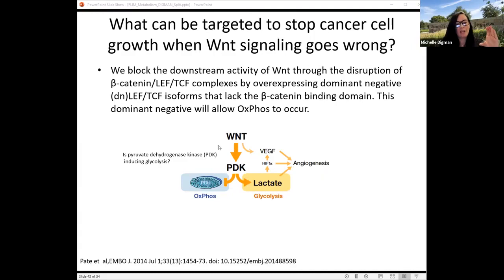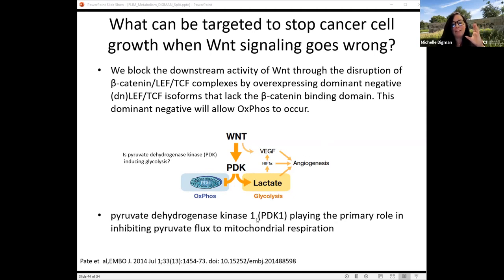So they actually have a transgenic model where they express the dominant negative LEF-TCF form that lacks the beta-catenin binding domain. And so this is a dominant negative that will allow OXPHOS to occur, meaning that if you take away PDK1 here, then oxidative phosphorylation will happen. You will not get angiogenesis. You will not undergo glycolysis. So pyruvate dehydrogenase kinase, PDK1, is playing a primary role in inhibiting the pyruvate flux to mitochondrial respiration.